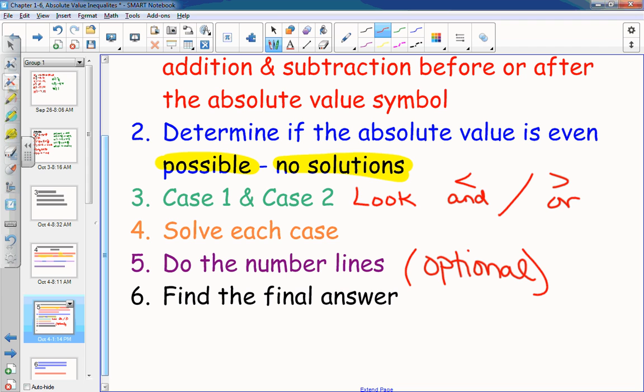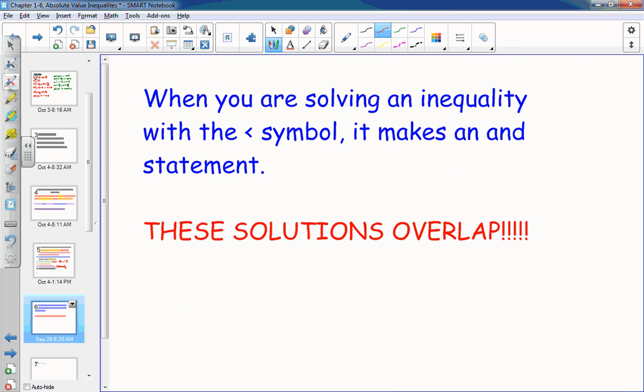It's something that does help you to think about what you're doing. When you're doing an and, if you recognize that it's an and statement and it's a compound inequality, then you don't have to do the number lines, and you'll know already what the answer is. And then you are done. Final answer.